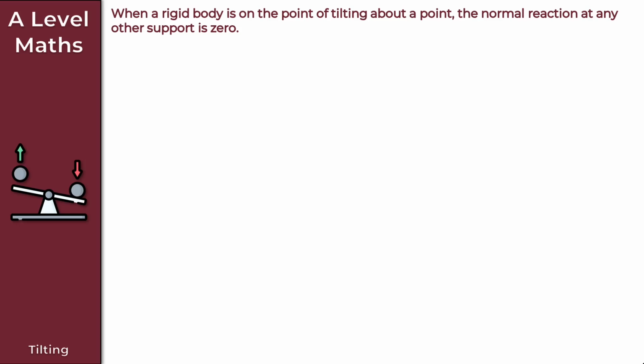In this video, we're going to take a look at tilting. When a rigid body is on the point of tilting about a point, the normal reaction at any other support is 0. That really is the key point here. Just remember, when a rigid body is on the point of tilting about a point, the normal reaction at any other support is 0. So just make a note of this point.